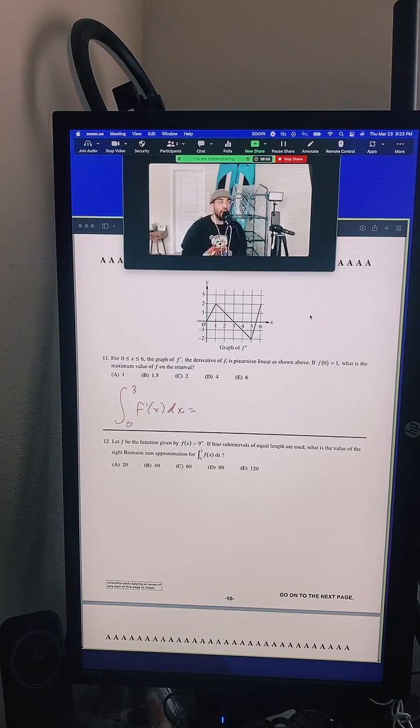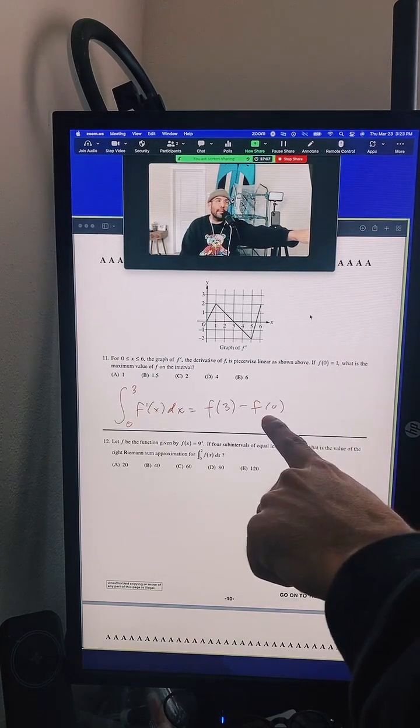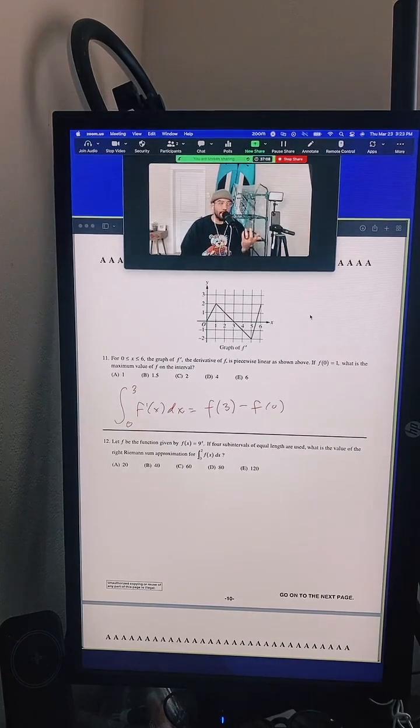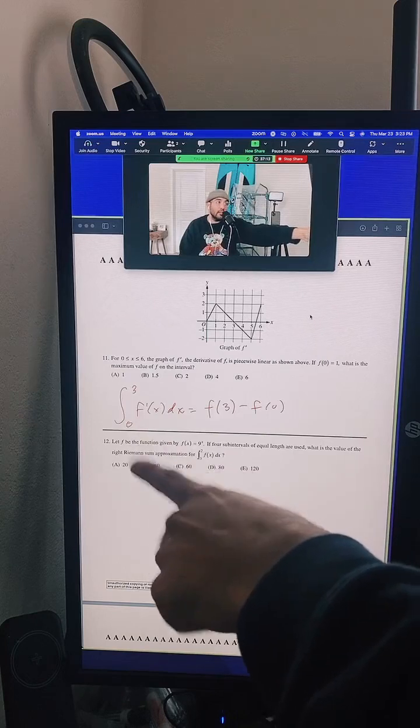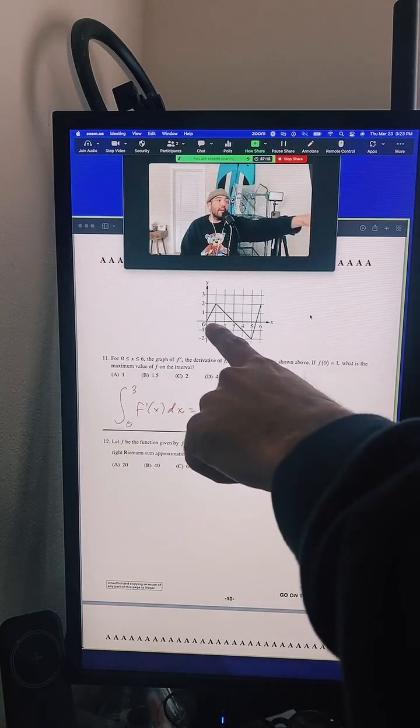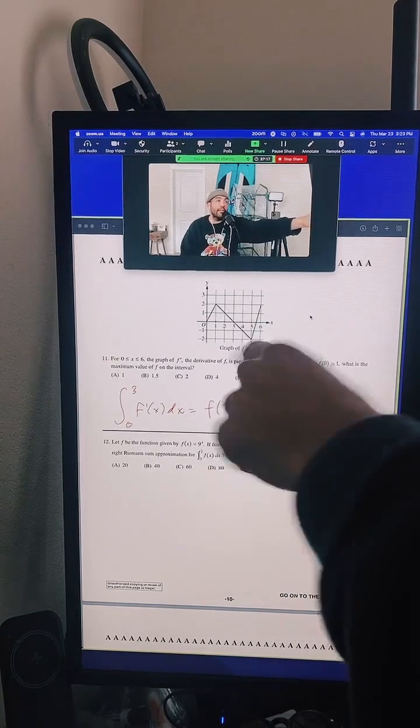And if you recall, according to the first fundamental theorem of calculus, this is f of 3 minus f of 0. Okay, this is extra helpful because we know f of 0 is 1. That's great. We need to know f of 3. We don't know what that is. However, on this left side, the integral from 0 to 3 is the area underneath the curve of this function.